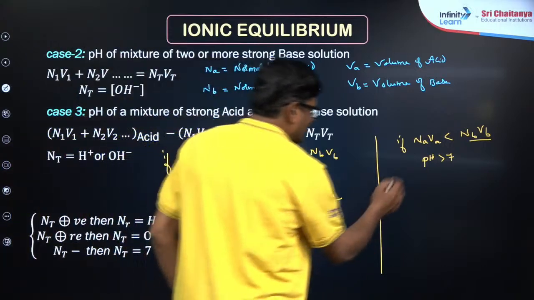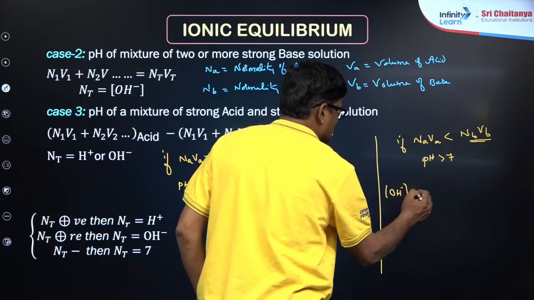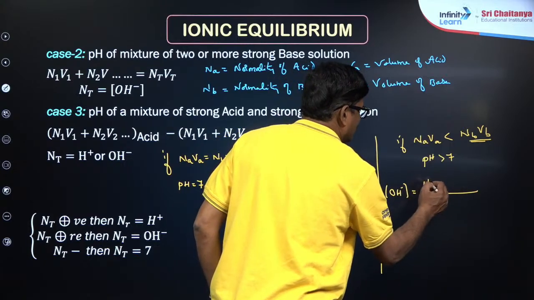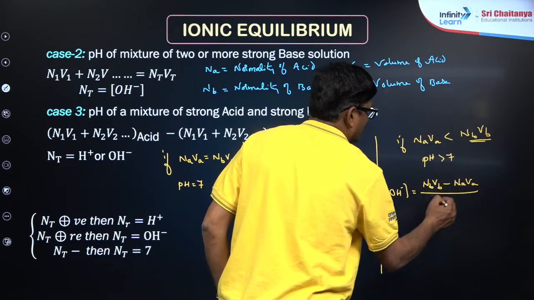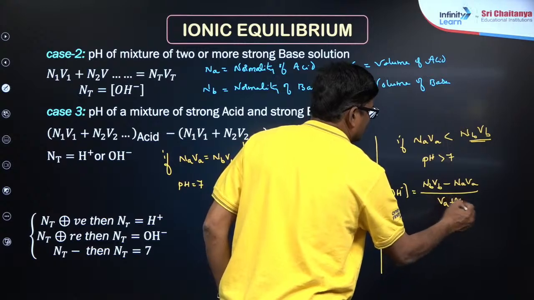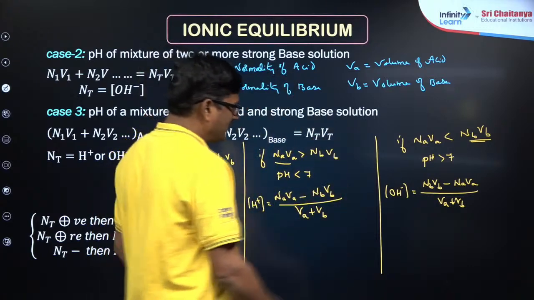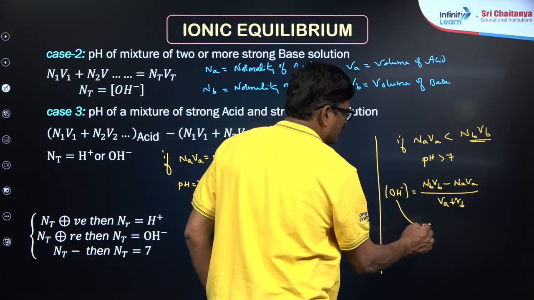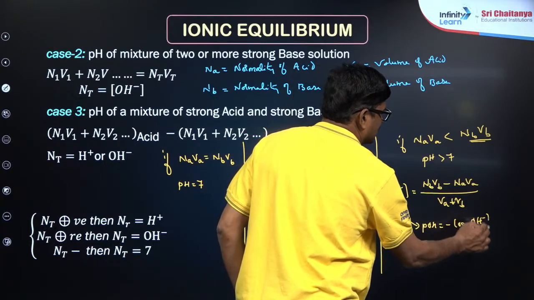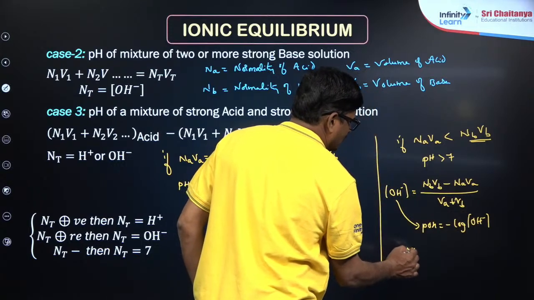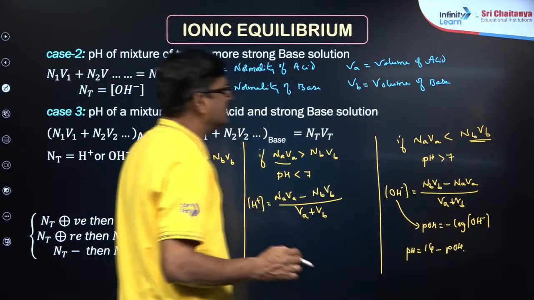In this case, this is more, so that OH minus ion concentration will be left in the solution. So it is going to be NbVb minus NaVA upon Va plus Vb. See, from here you can calculate POH. POH is equal to negative log of OH minus ion concentration. Then pH can be calculated as 14 minus POH. You see how beautiful the chemistry is.